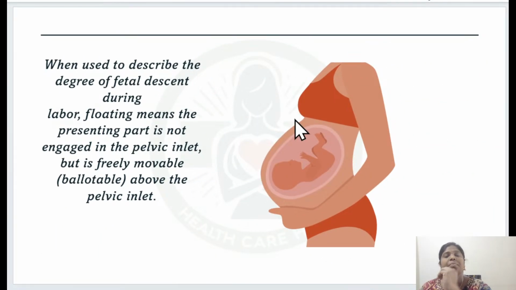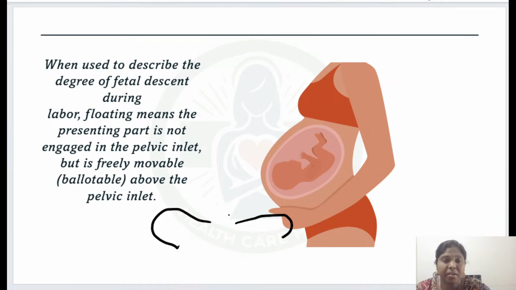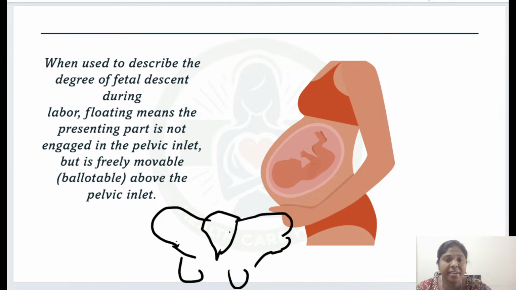Okay, when used to describe the degree of fetal descent during labor, floating means the presenting part is engaged in the pelvic inlet but is freely movable, ballotable over the pelvic inlet. So let me show, if you look at this pelvic brim, this is the pelvis we are talking about. So this is how a pelvic bone will be, right? So here we have this pelvic brim.